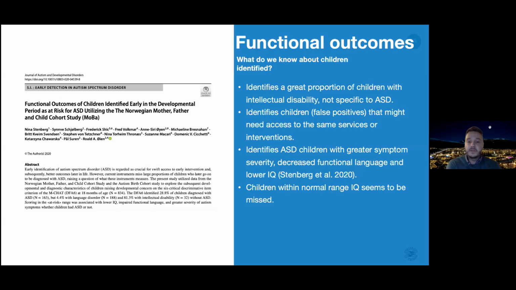Furthermore, we know from this study that the MCHAT actually picks up and identifies ASD children with greater symptom severity, meaning that they have more of the prototypical ASD symptoms. We also do know that they have decreased functional language and lower IQ. So the group of children with autism that are identified by the MCHAT at 18 months have lower scores on both cognitive skills and language, and higher severity than the children in all the other groups. So that's who the MCHAT actually identifies. That means children within the normal range IQ seem to be missed by the screening instrument.